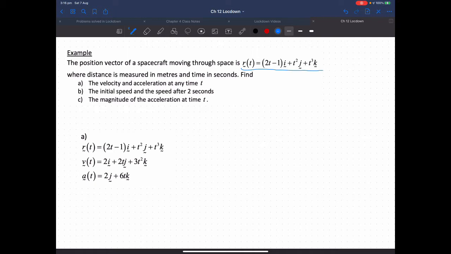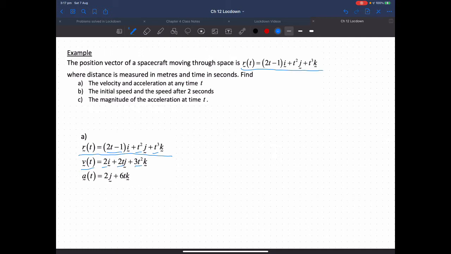So I've written down the position vector. I'm going to differentiate that with respect to time, t. That will give me velocity. Derivative of 2t minus 1 is 2. Derivative of t squared is 2t. Derivative of t cubed is 3t squared. And I've written the i, j and k components.